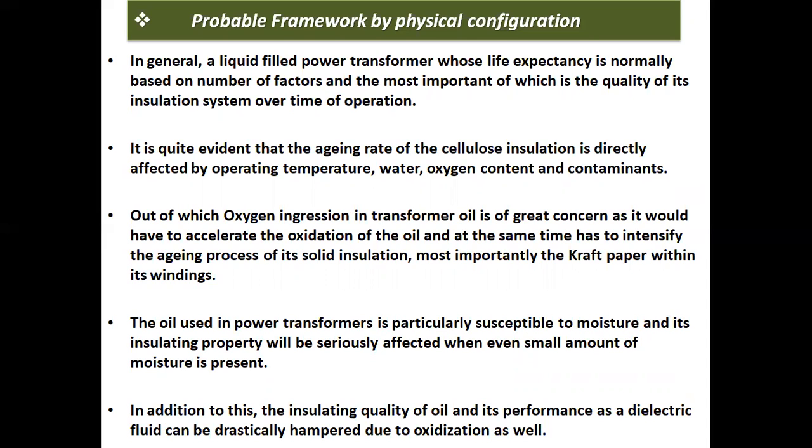It is quite evident that the aging rate of the cellulose insulation is directly affected by operating temperature, water, oxygen content, and contaminants, out of which oxygen ingression in transformer oil is of great concern, as it would accelerate the oxidation of the oil and at the same time intensify the aging process of its solid insulation, most importantly the Kraft paper within its windings.